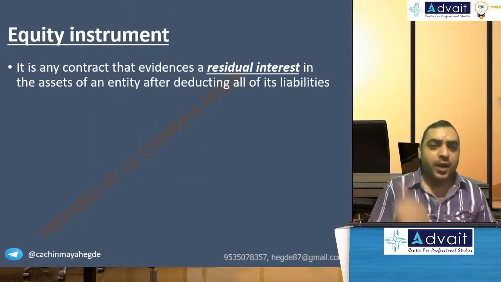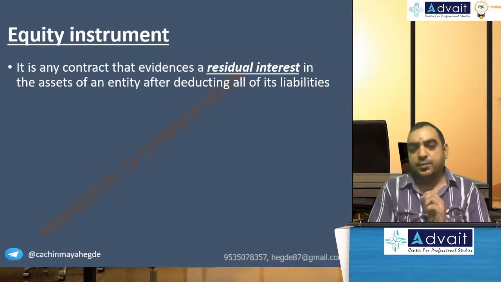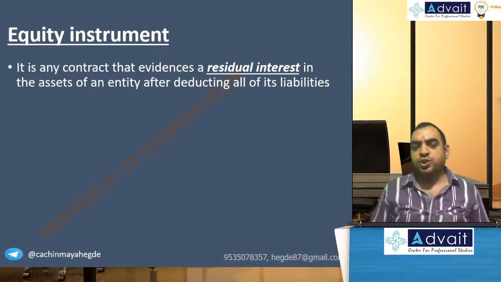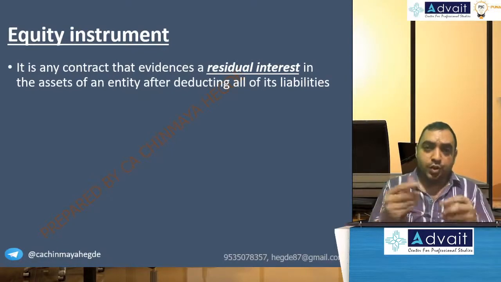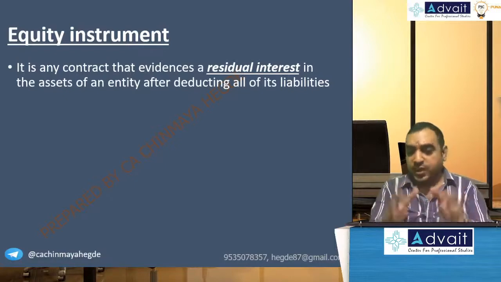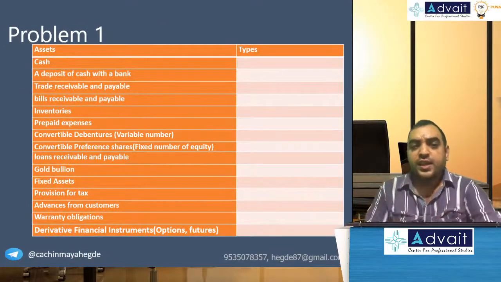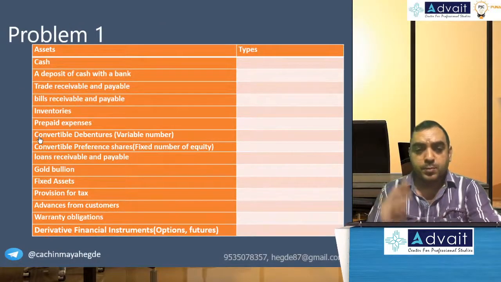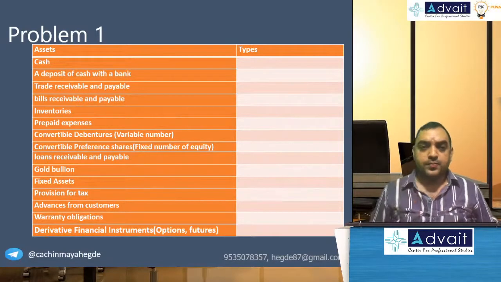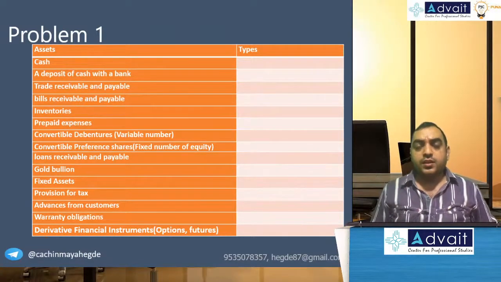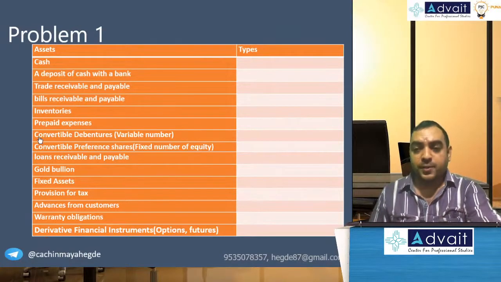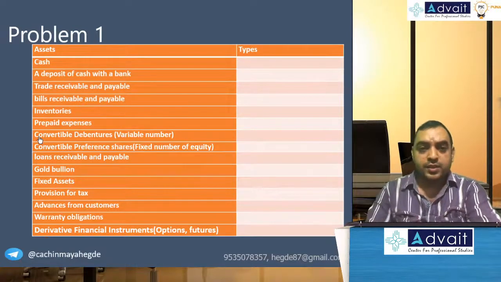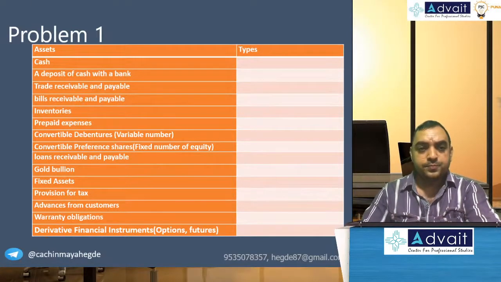Equity instrument, balancing figure, asset minus liabilities, that is what is called equity instrument. But we should also discuss the segment between debt versus equity. We'll come to that. Before that, let us take one quick question on the classification. You should have this question in your material. Please make sure that this is available with you.